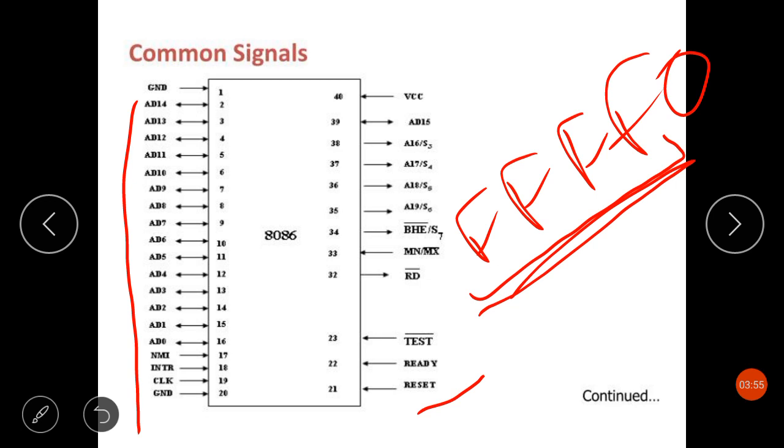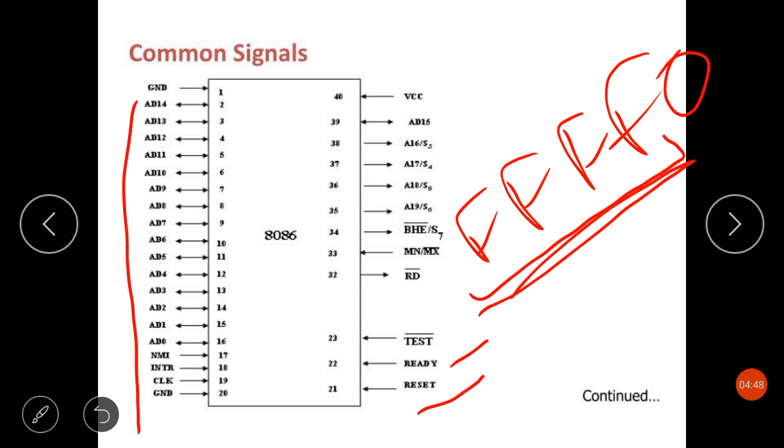The next pin is the ready pin. If this pin is low, the 8086 microprocessor enters into the wait state. This signal is used primarily to synchronize slower peripherals with the microprocessor. Or you can say the addressed input, output, or memory sends acknowledgement through this pin. When high, it indicates that the peripheral is ready to transfer data. If this signal is low, the 8086 enters into the wait state.